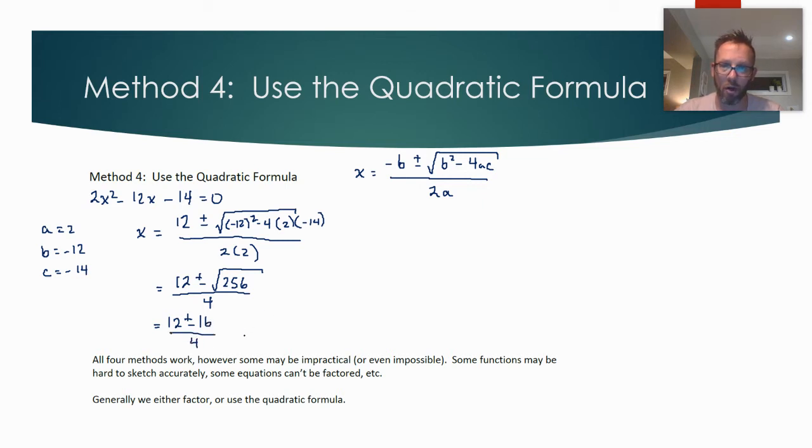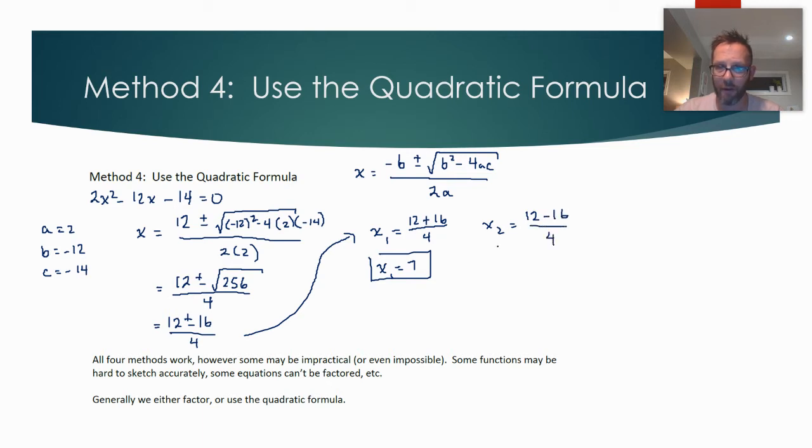And then I'm just going to go up here, and now I'll write my two solutions. So my first solution is 12 plus 16 divided by 4. So it's 28 divided by 4. Now I might show an extra step here and just write that out. I'm okay if you just go right to your answer. But that's 28 divided by 4, that's 7. And x2 would be 12 minus 16 over 4. x2 equals negative 1.